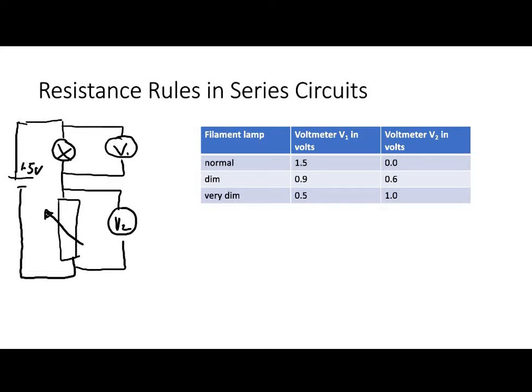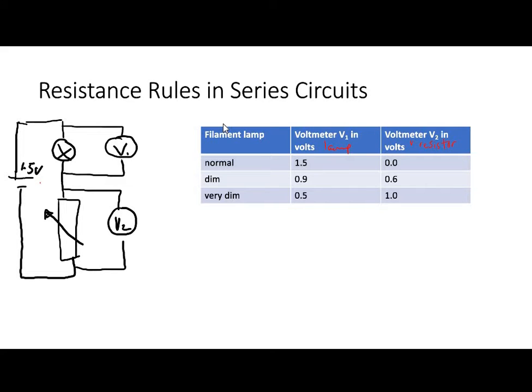So let's look first of all at resistance in series circuits. Here's a very straightforward series circuit. You can see we've got a 1.5 volt battery here. We've got a lamp and a variable resistor in series, and then we've got two voltmeters. Voltmeter 1 across the lamp, so I'm going to write in here that this refers to my lamp, and voltmeter 2 across my variable resistor.